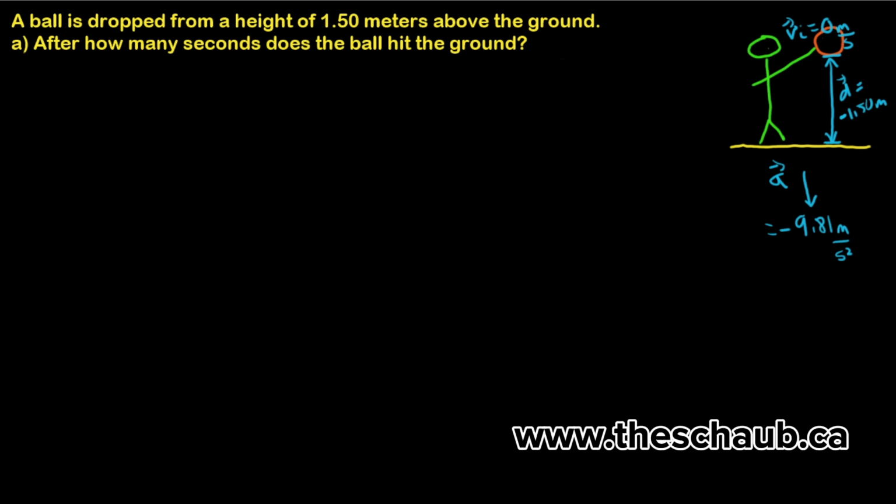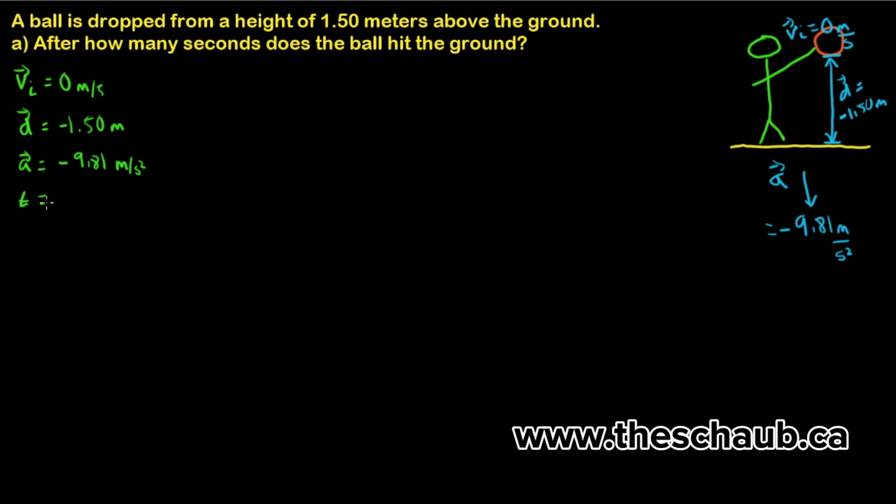Now we're ready to add our variables down the left-hand side. So we have a velocity initial equal to 0 meters per second because the ball is dropped. It's not thrown downwards, so it has no initial velocity. We have a displacement equal to negative 1.50 meters. We've defined down as negative, so our displacement is negative. The ball drops downwards. We have an acceleration due to gravity, which we know is equal to negative 9.81 meters per second squared. Again, we've defined down as negative and gravity is going down.